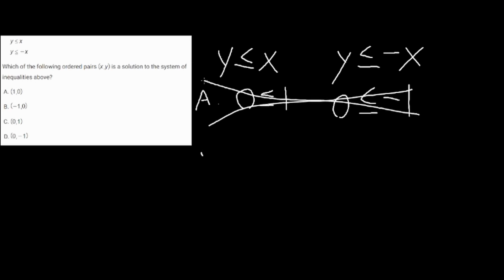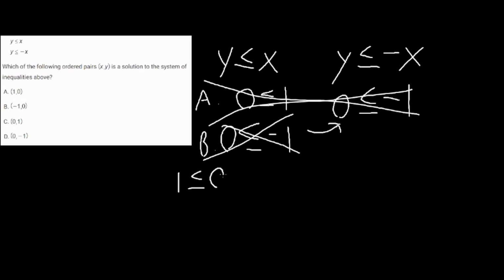Now, for B, we can plug in again, and we will get 0 is less than or equal to negative 1, which is the same problem we had here because it's not true. So we can eliminate B. For C, we will get 1 is less than or equal to 0, which is not true. 1 is greater than 0.